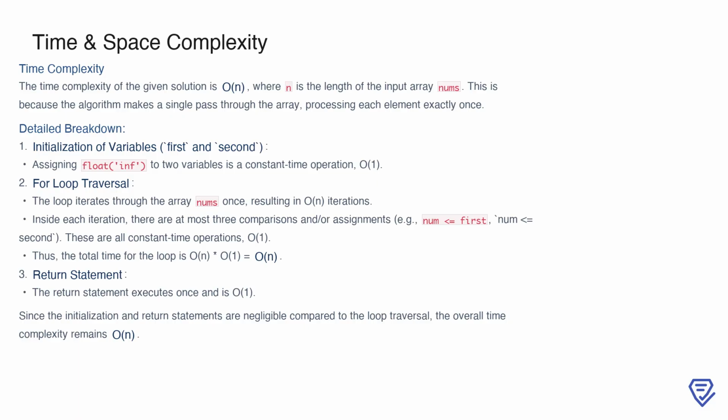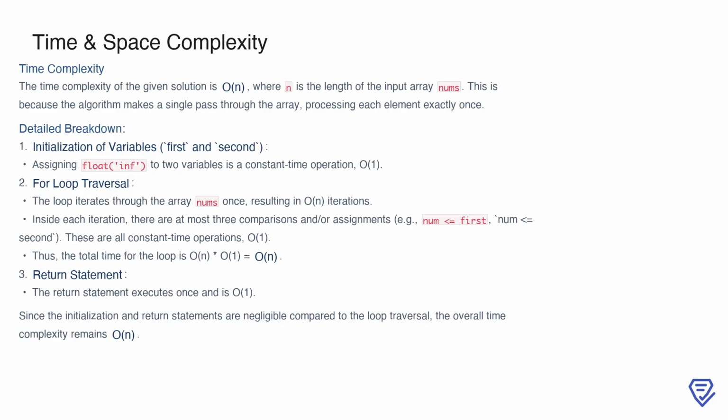Then, we have a for loop that iterates through the array. During each iteration, we perform up to 3 comparisons or assignments, checking and possibly updating the values of first and second. Each of these operations is constant time, O(1). Since the loop runs n times and each iteration is O(1), the total time complexity for the loop is O(n).